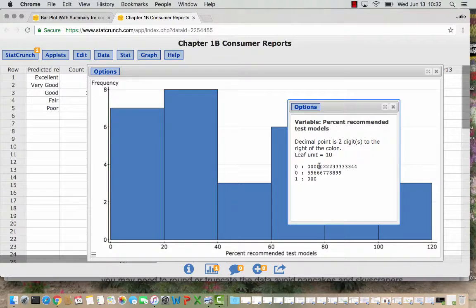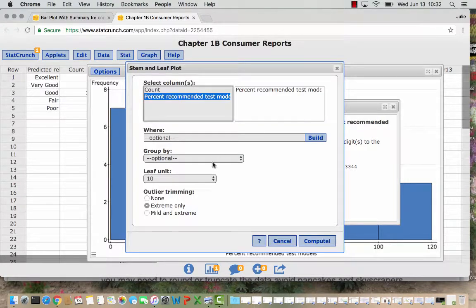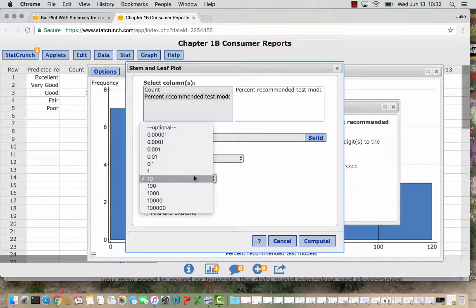we've got, oh, this is tens, meaning this is everything from 0 to 40. This is 50 to 90, and this is 100. So maybe we don't want our leaf unit to be tens. This is looking a little bit like the skyscrapers. So let's go Options, Edit, and make our leaf unit 1.